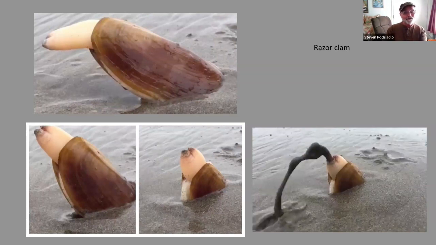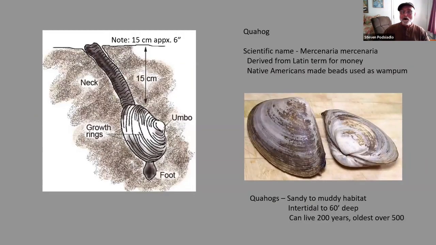This is how fast one of these guys can bury themselves. The quahog. The scientific name is Mercenaria mercenaria, and it's derived from the Latin term for money. And I think that probably comes about because Native Americans made beads used as wampum, and they were considered trade goods. Quahogs themselves like a sandy to muddy habitat.